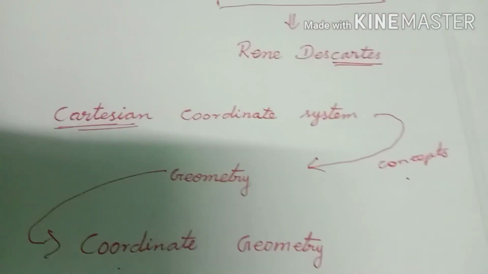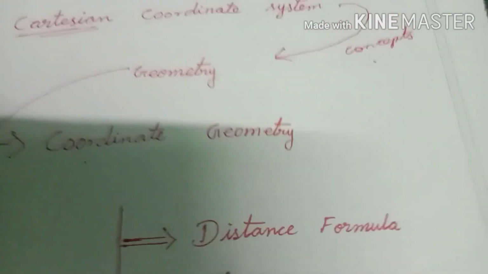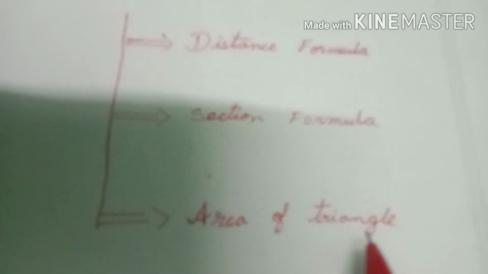We know that coordinate geometry has basically three important points. The first is the distance formula, the second is the section formula, and the third is the area of the triangle.